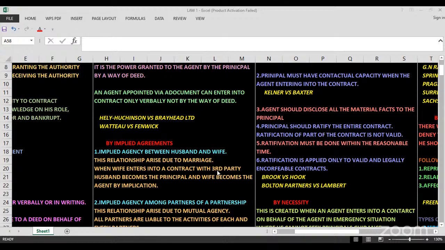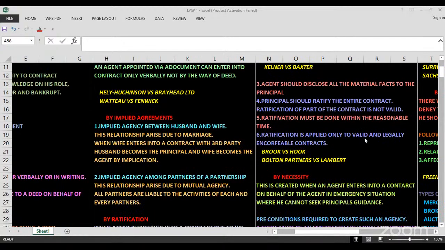Right. By implied agreement. Okay, the second method by which an agency is created is implied agreement. Okay, let's see about that. Now, the first implied agreement, how can we form this? Implied agency between husband and wife. Now, there's an implied relationship between the husband and the wife. That agency is created because of the marriage. Now let's say when the wife is entering into a contract with a third party, the husband becomes a principal and the wife becomes the agent by implication.